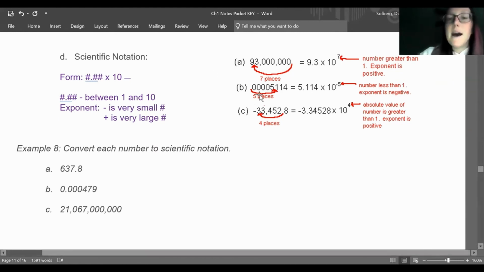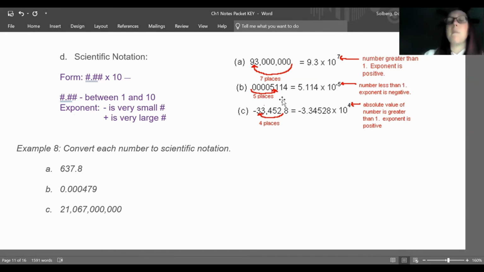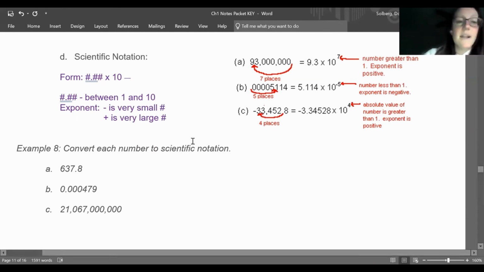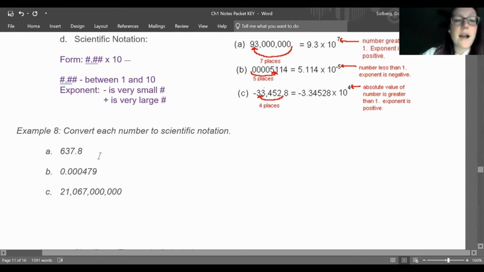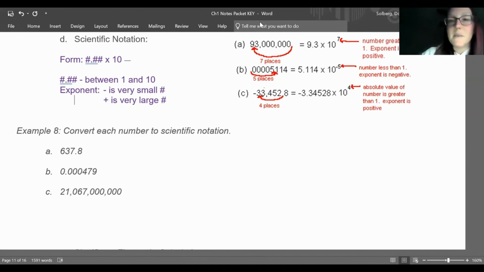Okay, B, I moved the decimal 5 times to get it to 5.114 times 10 to the, now I wrote -5th, because this is a very small number, so it needs a negative exponent. Okay, so keep that in mind, give these a try to get these into scientific notation just to make sure that everybody's on the same page.